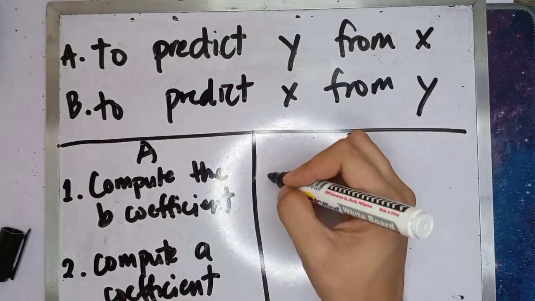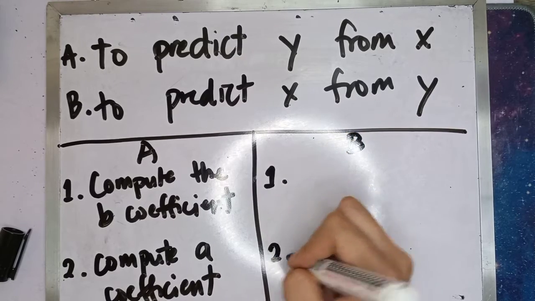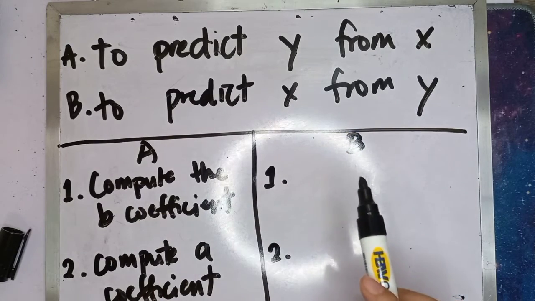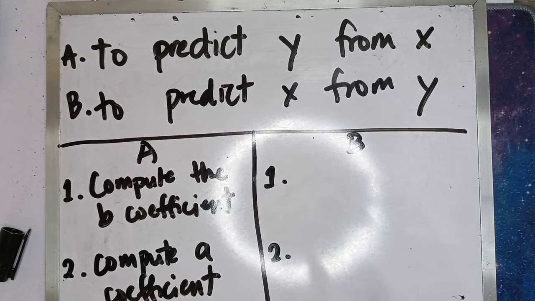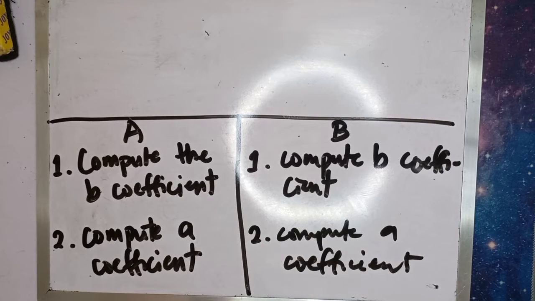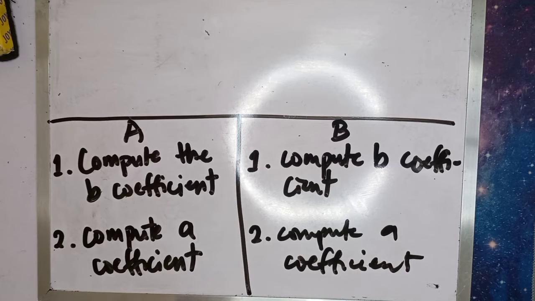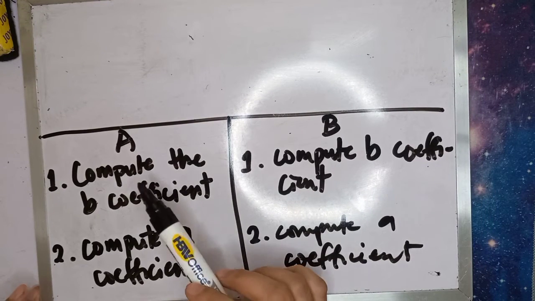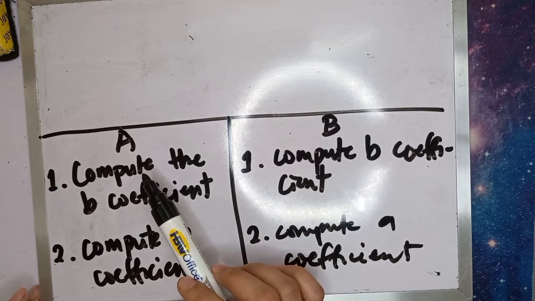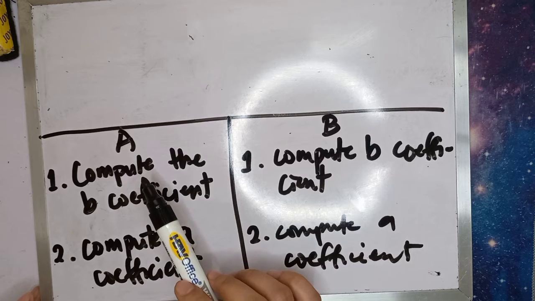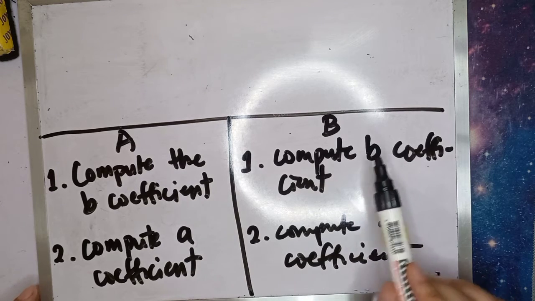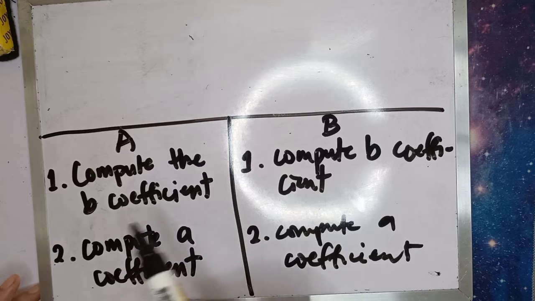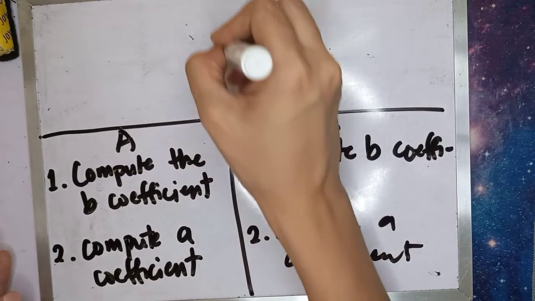At ganun din sa B, sa predict X from Y. Okay, mukhang na-stop yung video kanina, but as you can see on the board, in the first one, which is the predict Y from X and predict X from Y, same sila, na-compute yung B coefficient muna and A coefficient, but magkaiba ang kanila magiging formula.